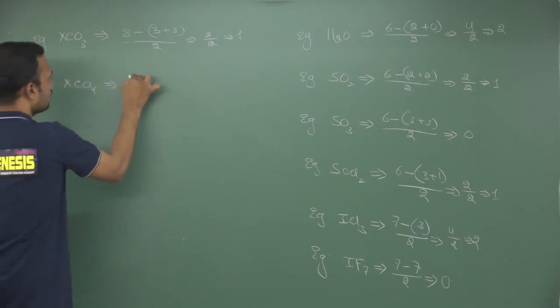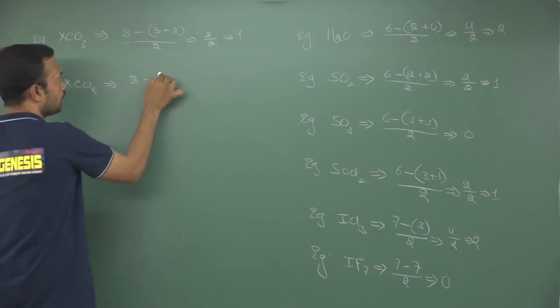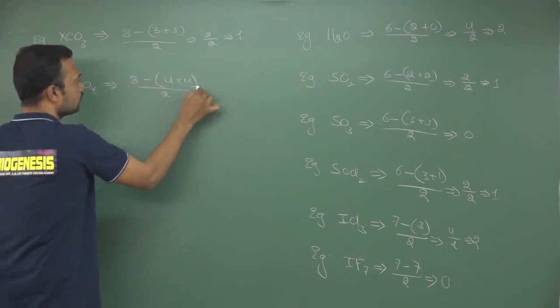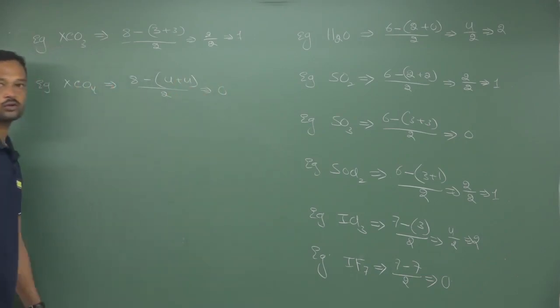Xenon tetroxide: group number is 8, and 4 sigmas and 4 pi's are present. Now finally, no lone pair of electrons. Xenon tetroxide doesn't carry any lone pair of electrons.